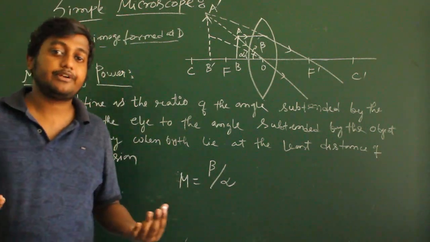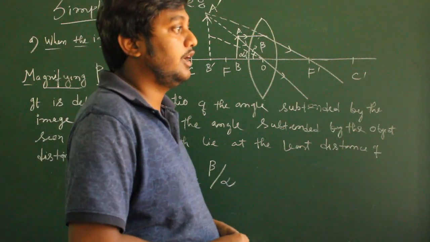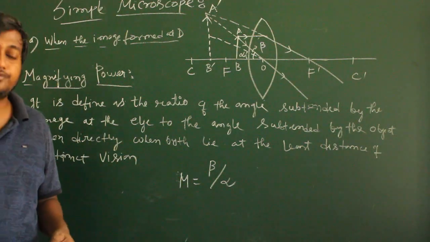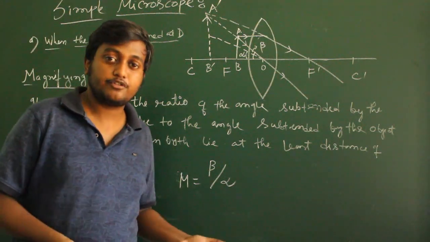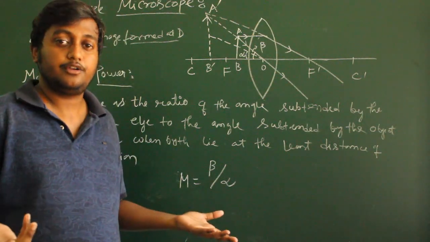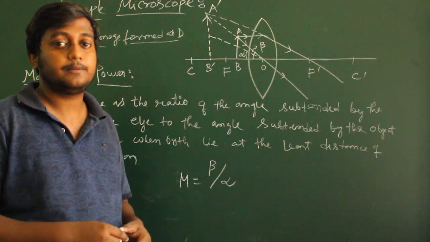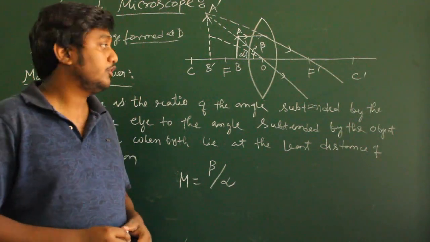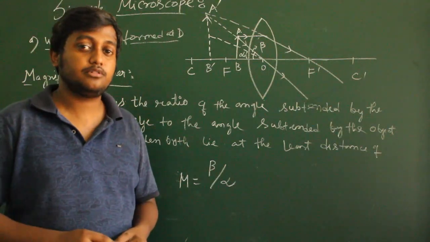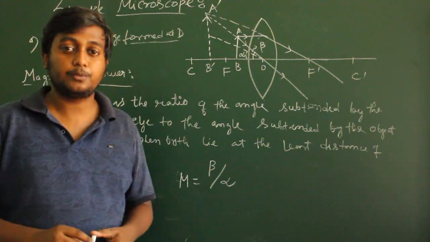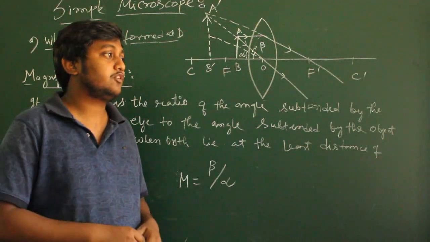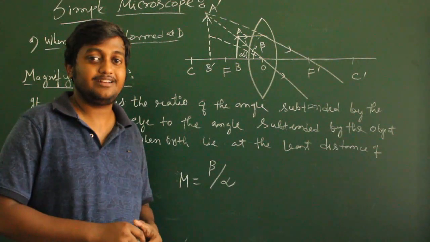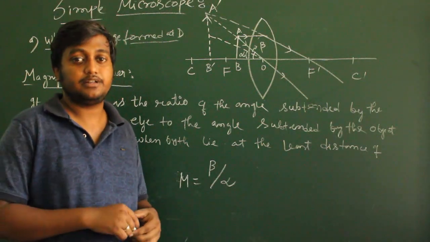Okay, in our practical life we use different optical instruments, for example, microscope, simple microscope, compound microscope, and telescope, the refracting telescope. So first of all I am going to discuss the simple microscope. Okay, a simple microscope is nothing but a convex lens.